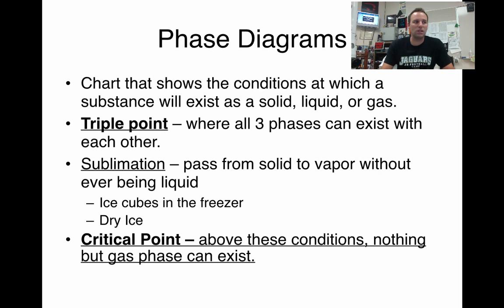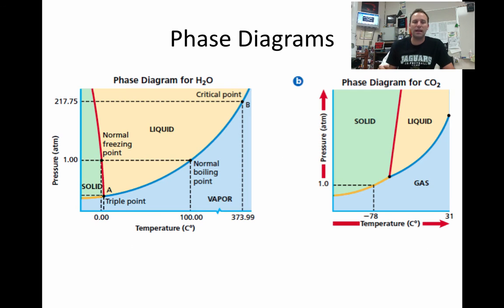So let's take a look at a phase diagram for water. Basically this is what it looks like, and you have here the critical point. So remember, above the critical point nothing can exist except a gas. The normal boiling point would be at 100 degrees Celsius for water and 1 atmosphere, because remember, 101.3 kilopascals, 1 atmosphere, that's the same thing. So this is just a chart that shows all of the different states of matter under the different conditions.